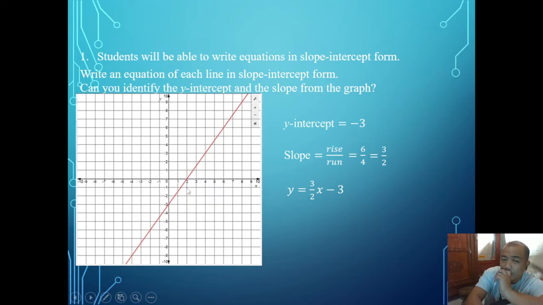And going to the point 2, 0, rise is 3, 1, 2, 3, run is 2. So the slope is 3 halves. Right? 1, 2, 3 over 2. So what is the equation of this line? Y equals 3 halves x minus 3 in slope-intercept form. Just substitute m by 3 halves, b by negative 3.